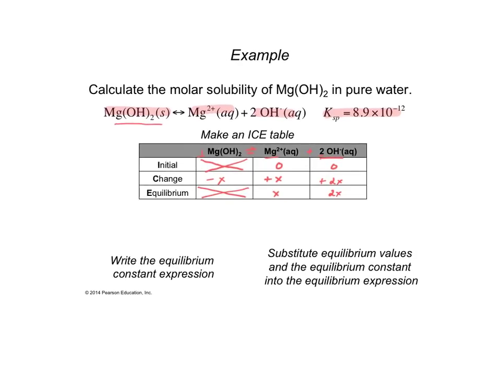From this, I'm going to write out my equilibrium constant expression. So Ksp is equal to the concentration of magnesium and the concentration of hydroxide squared. And now I'm going to plug everything I have into this. So I've got my Ksp value of 8.9 times 10 to the minus 12. That is equal to x times 2x, but note that the 2x is squared.